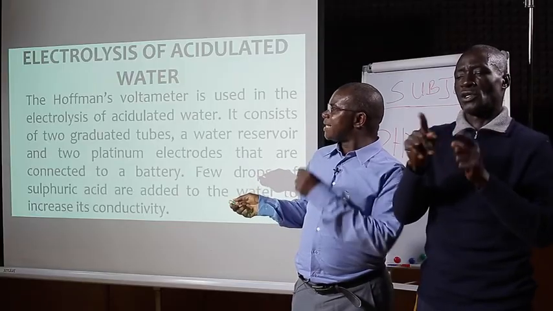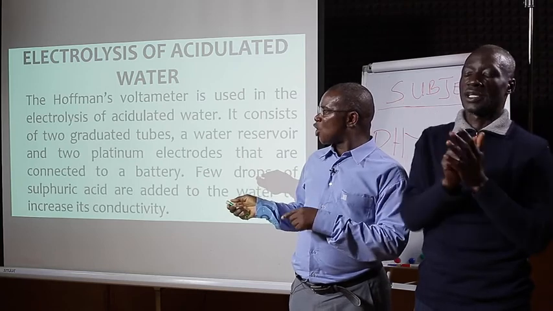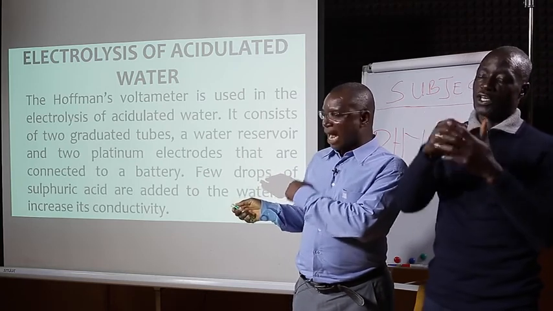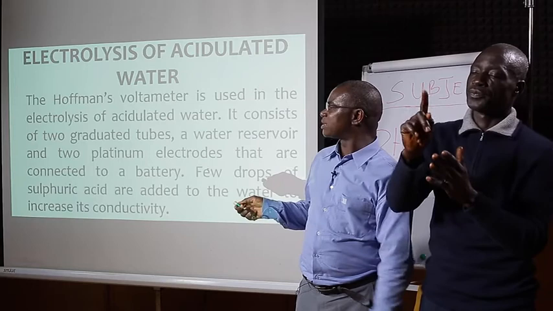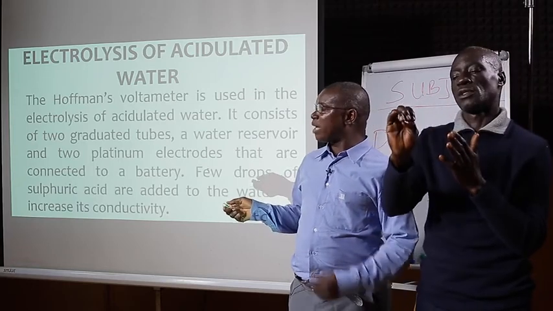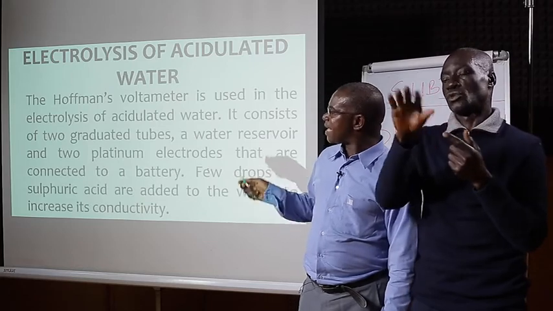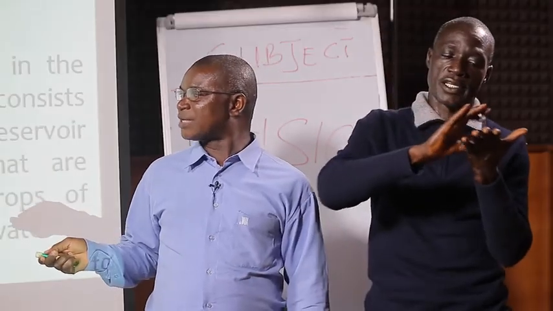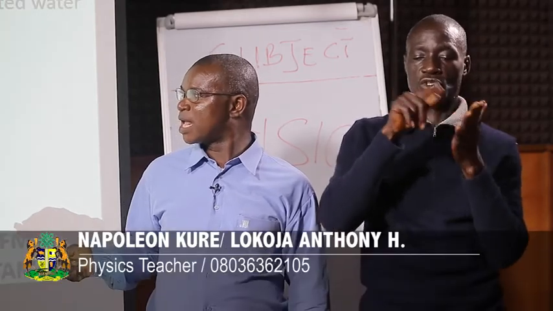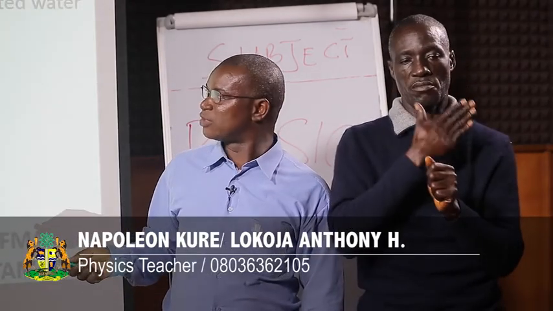So we see that the ions that are positively charged will go to the electrode that is negatively charged, while the ones that are negatively charged will go to the ones that are positively charged. And the chemical equation has been shown on how this happened, which my colleague has explained to you.